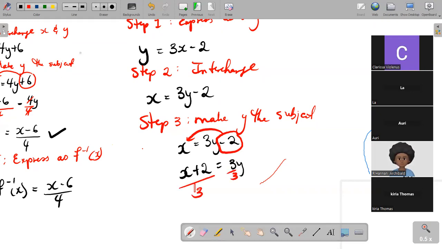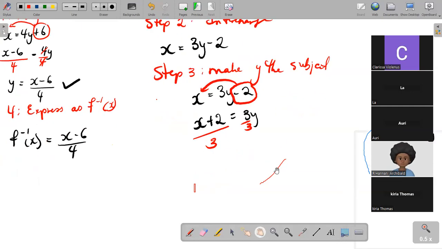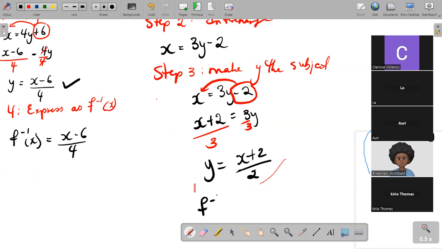So what do we end up with? I'm just going to rewrite it one time. So that means y is equal to x plus 3 over 3. And what's your final answer? That means f inverse is equal to x plus 3 over 3. Sorry, I have 2 here, but it's supposed to be a 3 over 3.